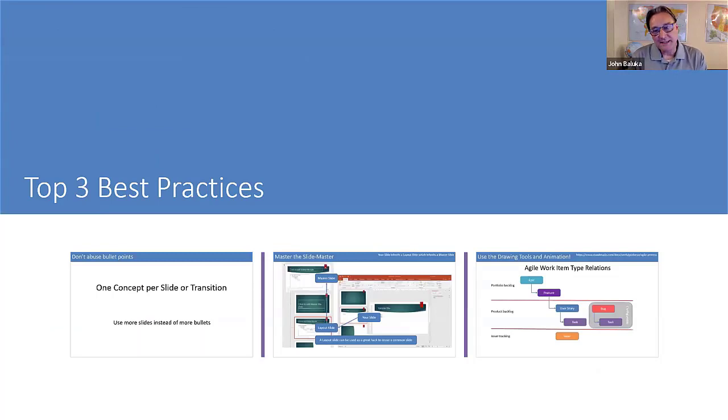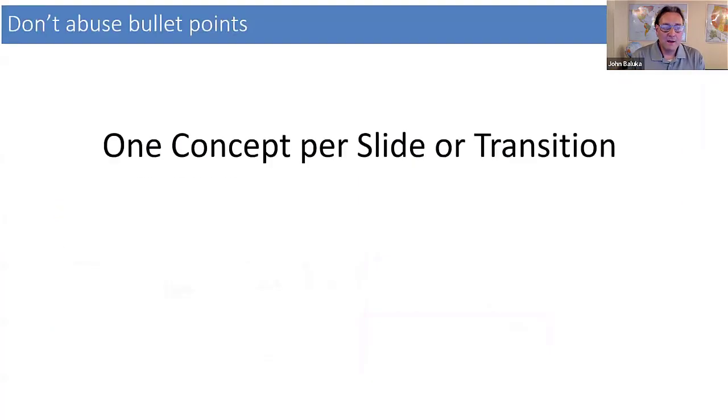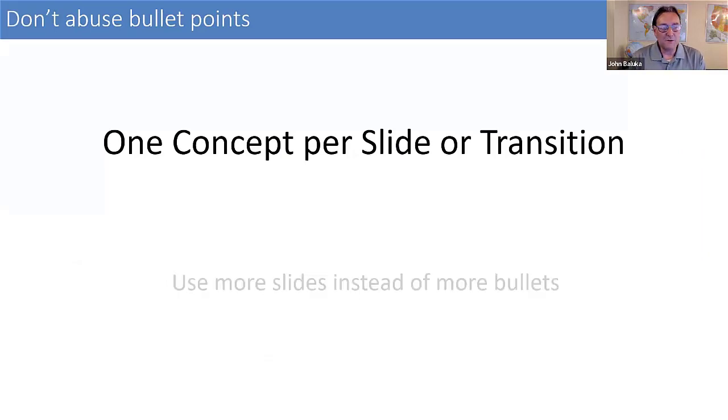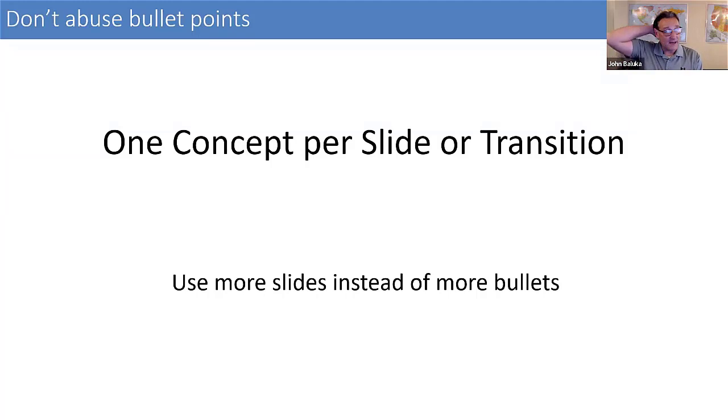So my top 3 best practices. Simply one concept per slide or transition. Just stop using the bullet points. If you want to show a checklist of some kind, like, you know, do this, then do that, then do that, okay, you could probably use your bullet points. Outside of that, just don't do it. Just do more slides.